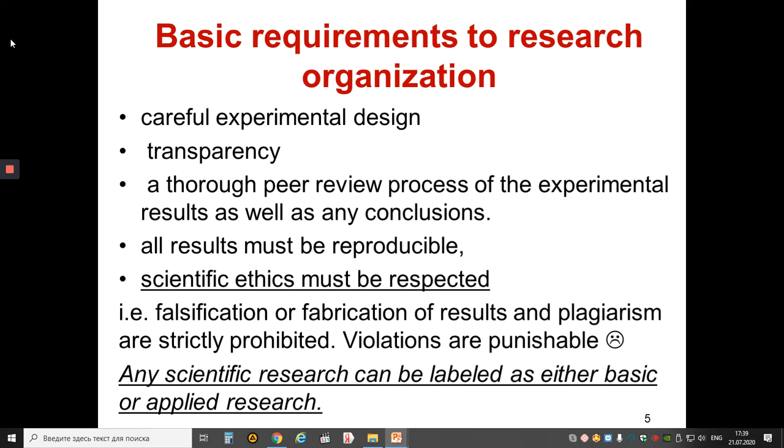Scientific ethics must be respected, i.e., falsification or fabrication of results and plagiarism are strictly prohibited.